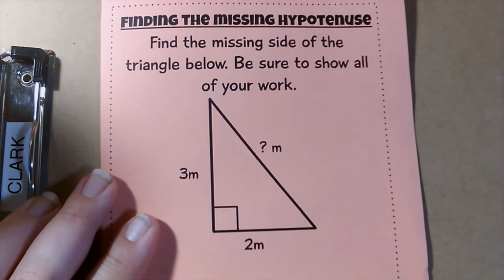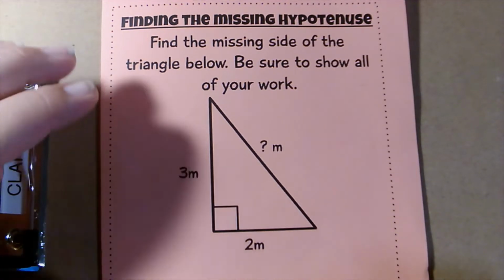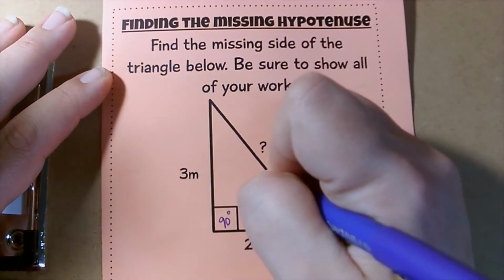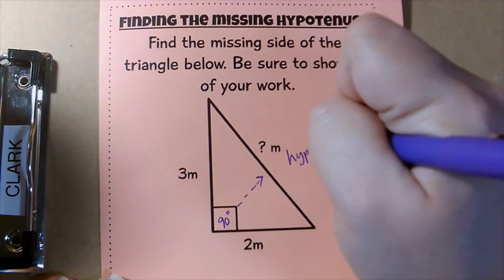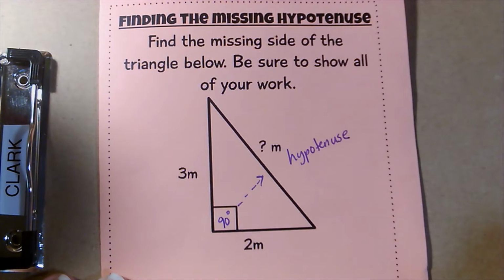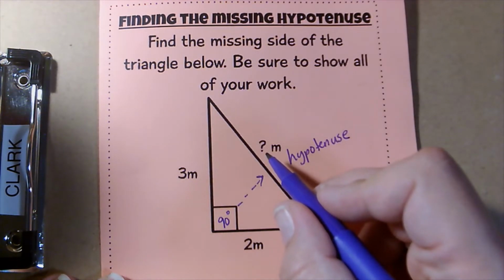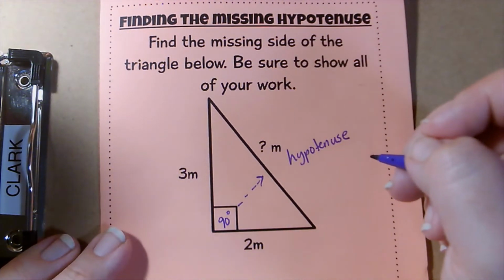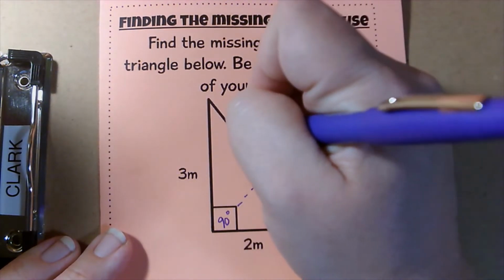So if I look at the right triangle here, I want to identify which sides are my legs and which side is my hypotenuse, because that's going to help me when I go to set up my equation. So here's my 90-degree angle. Opposite that is going to be my hypotenuse. If you want to use HYP for short, you can do that. The hypotenuse has a question mark on it, so I don't know the length of the hypotenuse. When I don't know something, the variable that I use for an unknown is x. So I'm going to call this x.